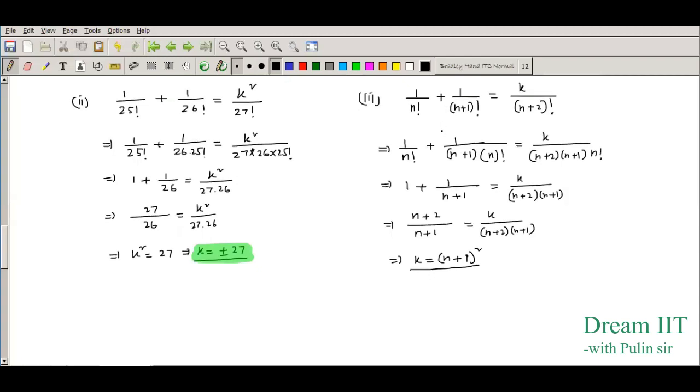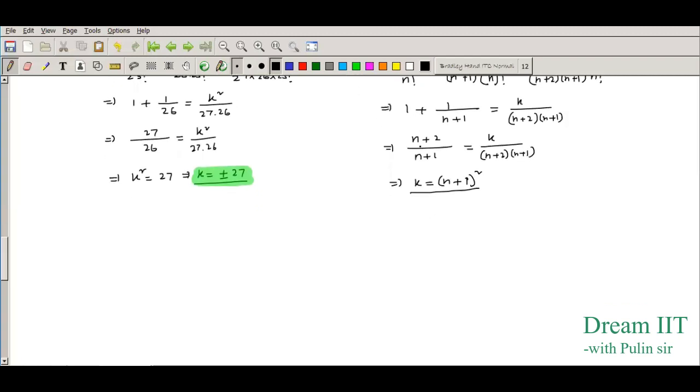Why did I try to generalize this? Because once you get these kinds of questions in a competitive exam, you can do the answer within no time. Just for the sake of convenience, I would like to discuss two more examples. Suppose tomorrow somebody tells you that it is 1 by 1010 factorial plus 1 by 1011 factorial equals k square by 1012 factorial. Then you find the value of k.